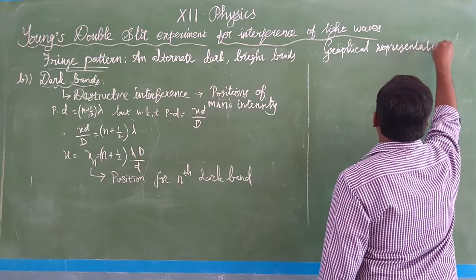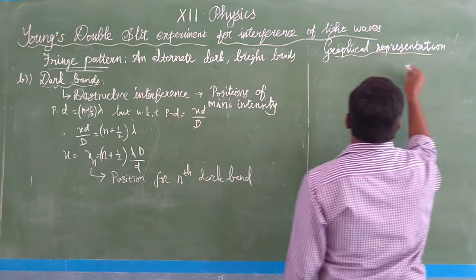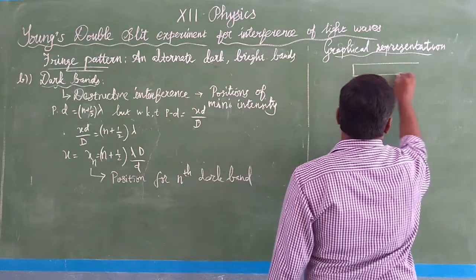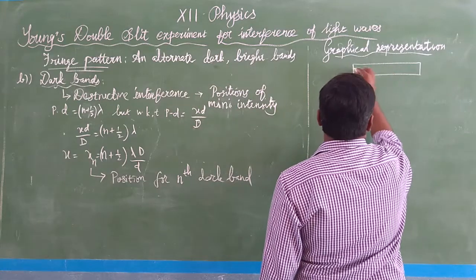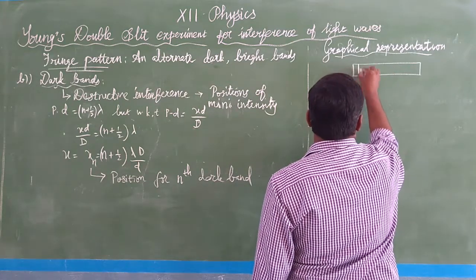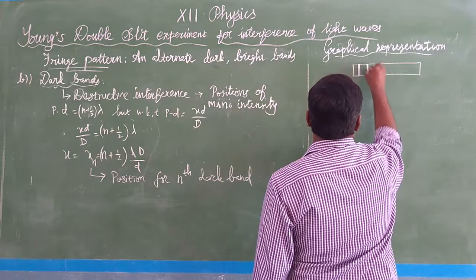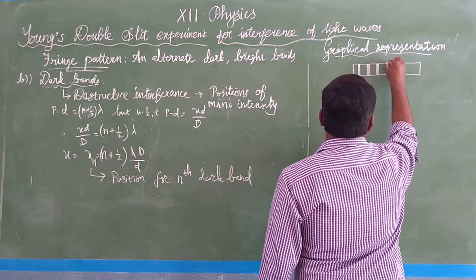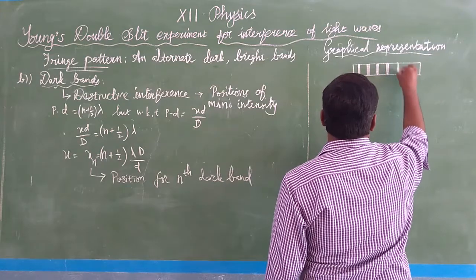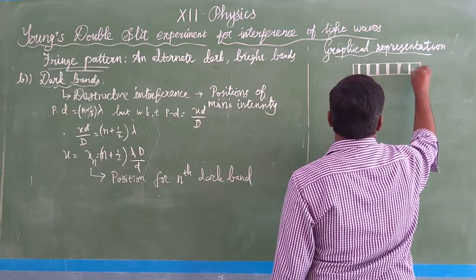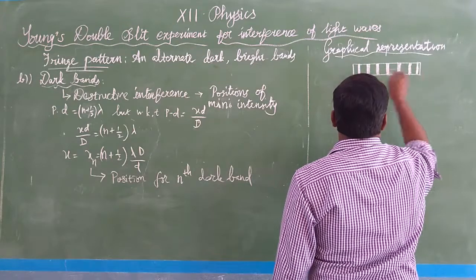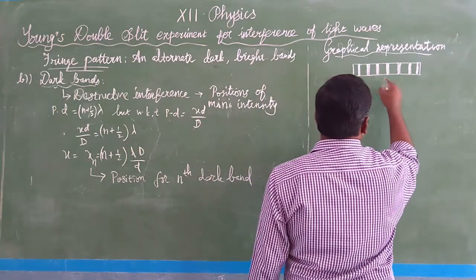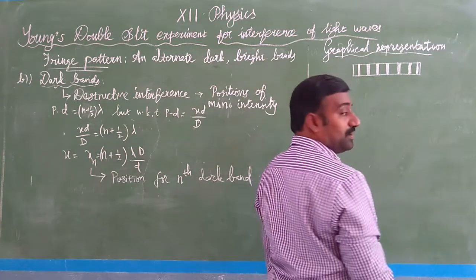So in a graphical representation, the band looks like this. This is an interference band. Dark band, bright band, again dark, bright, dark, bright, dark, bright, dark, and then bright, dark, bright. So consecutive dark and bright bands are obtained. Then the graph is plotted between the intensity and the path difference.